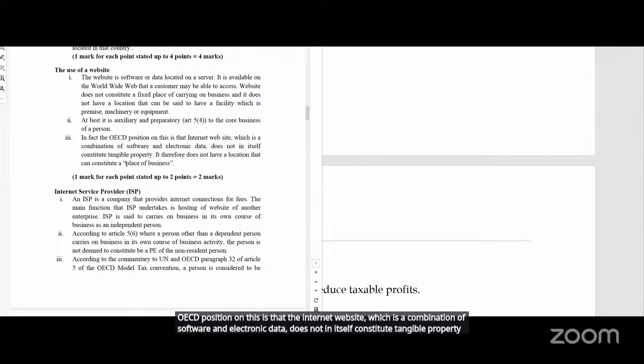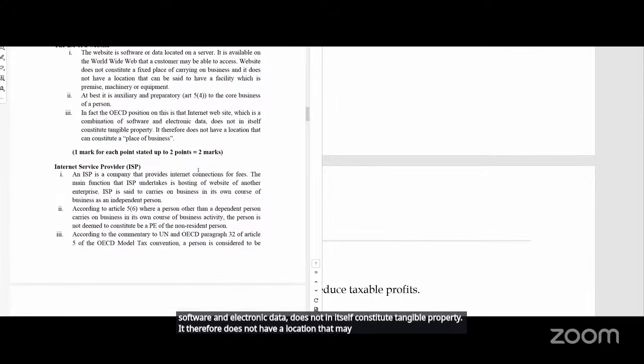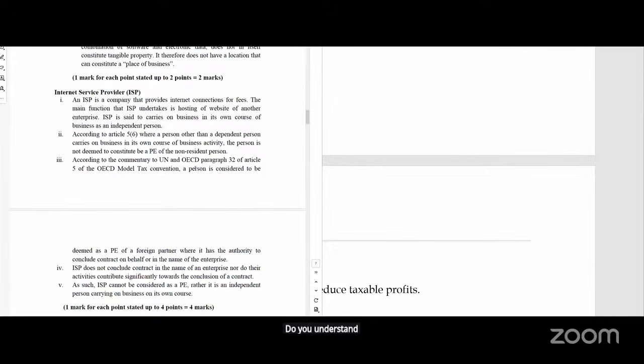It therefore does not have a location that may constitute a PE. Do you understand? What about an ISP, Internet Service Provider? Now, an ISP is a company that provides internet connection for fees. The main function that the ISP undertakes is hosting the website of another enterprise. So the ISP is said to carry on business in its own course of business as an independent person.